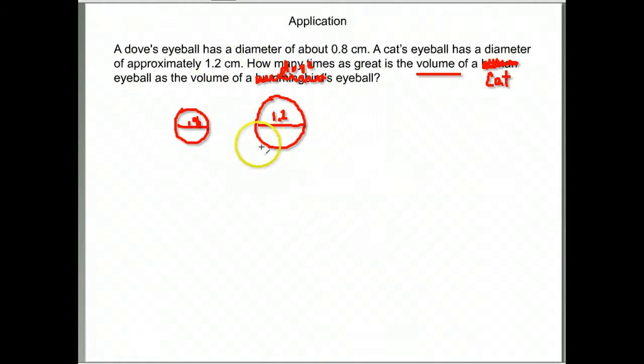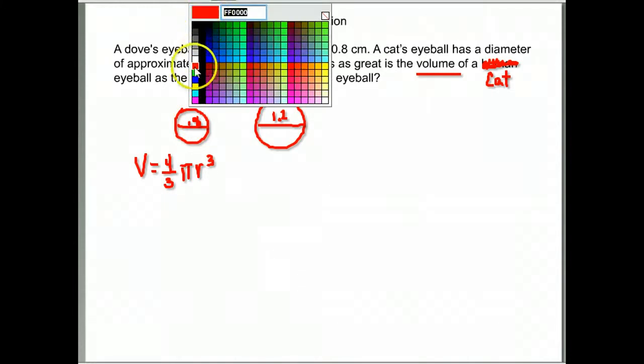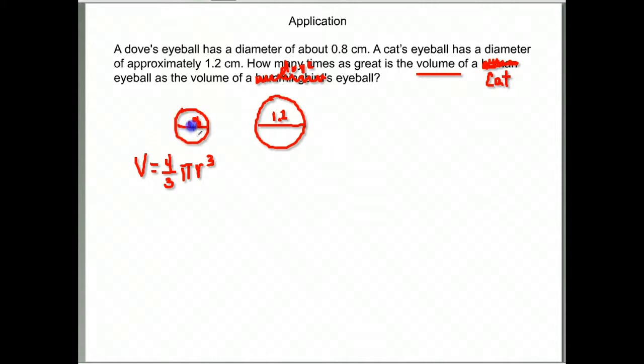Notice I've changed the question a little bit, but you'll go through the same process. To know how many times greater it is, we need to find their volumes. So let's find the volume of each. The formula for volume is 4/3 pi r to the third power. We need the radius of each of these. They gave us the diameter. To find the radius, you just divide the diameter in half because it's halfway across the circle.